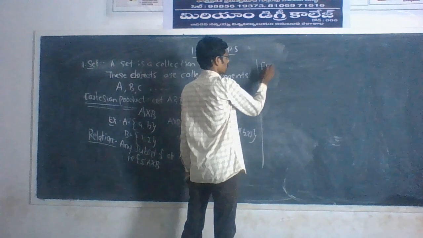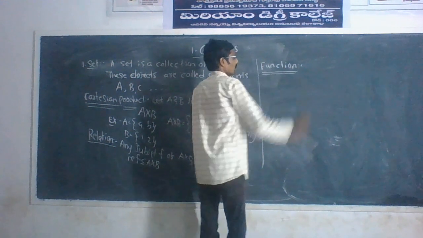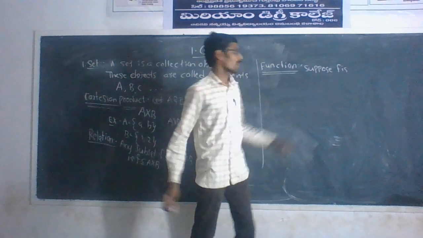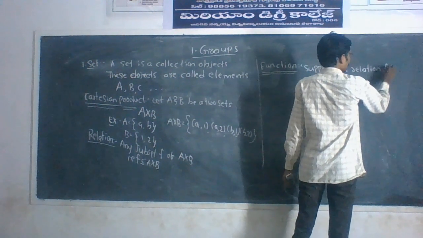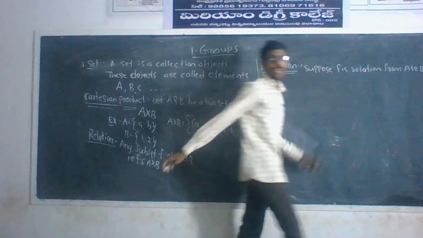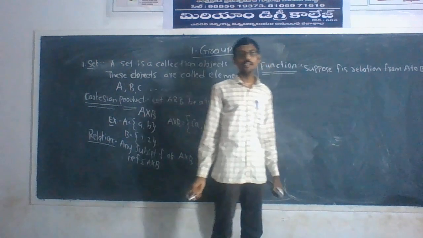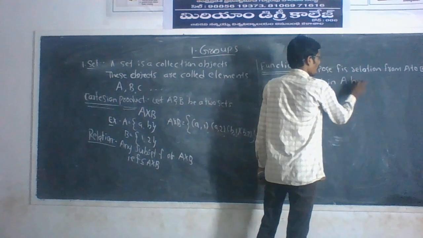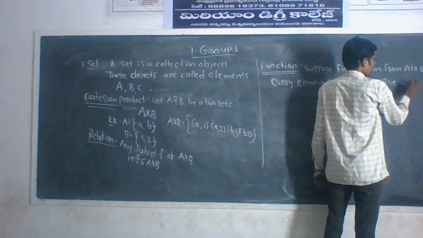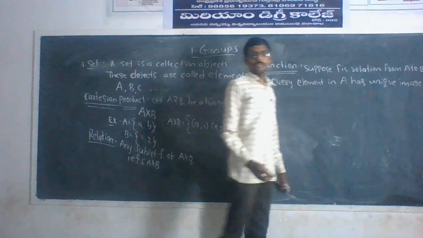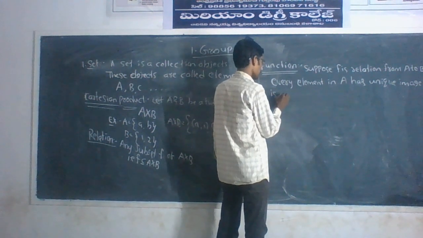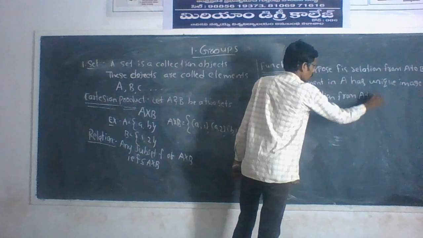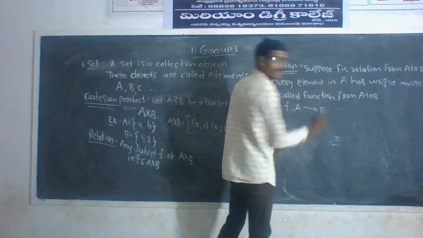Next, function. Suppose F is a relation from A to B. Every element in A has a unique image in B. It is called a function from A to B. It is denoted by F maps A to B.